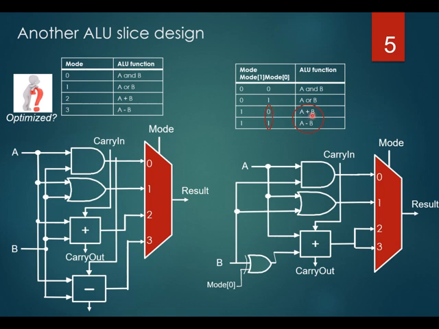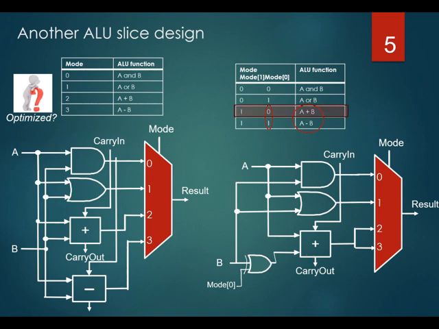And we control it using mode 0. When mode 0 equals 0, it functions as an adder. When mode 0 equals 1, it functions as a subtractor. So we can utilize mode 0 together with an XOR gate to control when B should go to the adder, or when B bar should go to the adder.